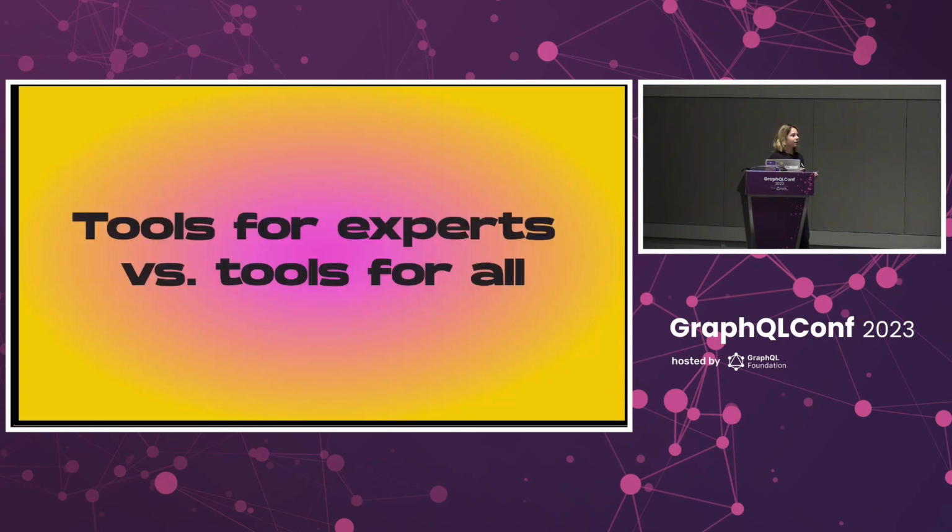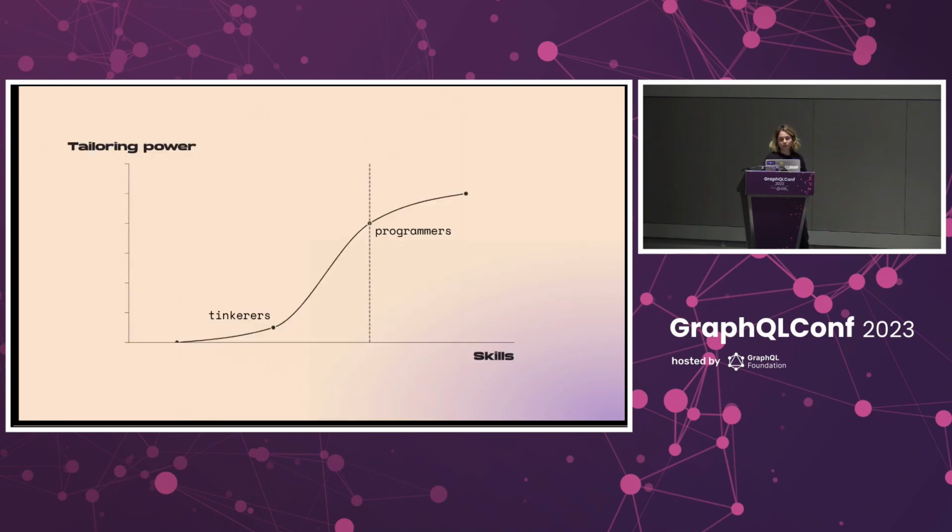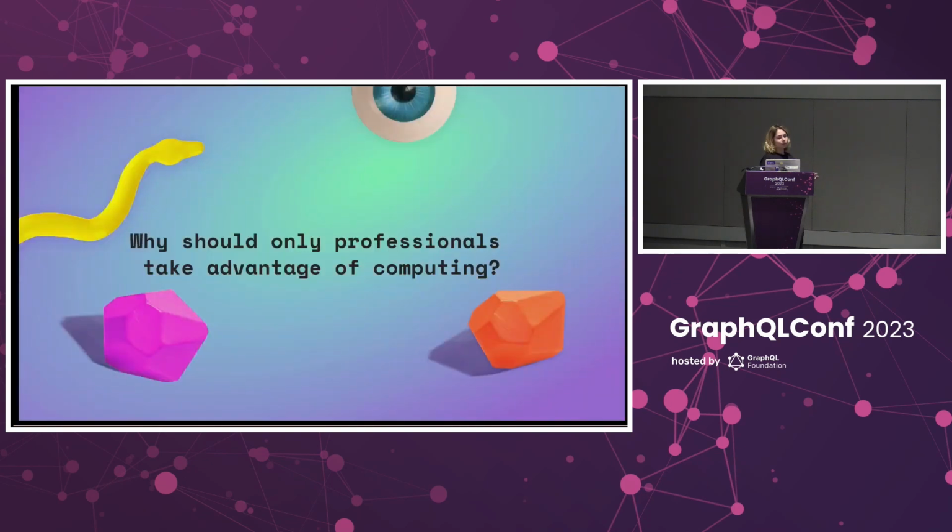But the problem is that it's still magical. We still have a lot of tools for experts. So going back to the example of Arc browser, it's great, but some of its features are still gated by users' ability to write JavaScript and CSS, or at least to understand how the HTML underneath works. And there's this huge gap between technical and non-technical users in terms of tailoring their experiences. But maybe it doesn't have to be that way.